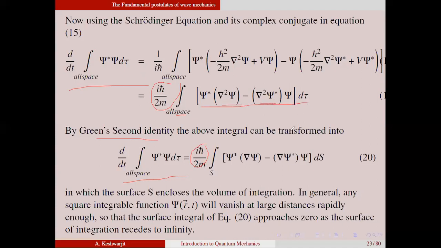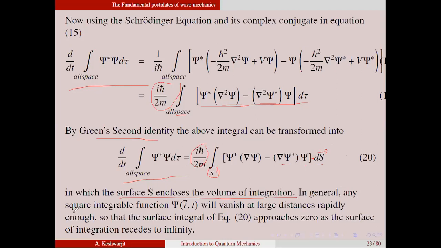This volume integral is replaced by psi star gradient psi minus gradient psi star psi, and the surface integral is taken over the surface S. And what is the relation between the surface and the volume? As I just mentioned, this surface S should enclose the volume V. And what is the volume here? The volume here is all space. So the surface S encloses the volume of integration, and now this surface S should enclose all space. So this surface is a large surface whose radius tends to infinity. And this should be dot dS vector.